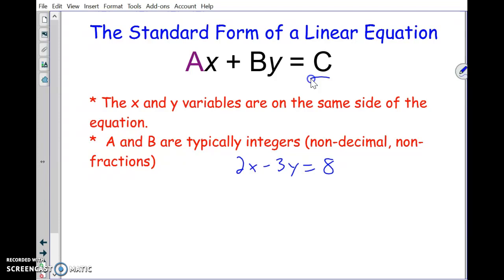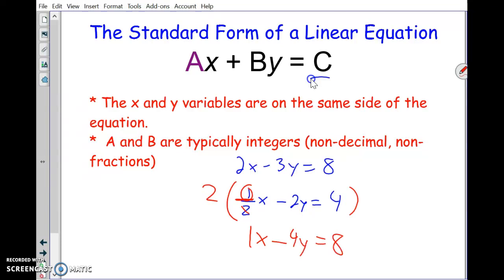But if you have something like 1/2 x minus 2y equals 4, you don't typically leave it this way because you can't have a fraction here. So what we'll find is you have to get rid of the fraction somehow. If you look at the denominator, this is like a divide 2. So we'll take the whole equation times 2, and then it cancels out with this divide 2, giving us just 1x. Everything is times 2, so it's 4y and 8.